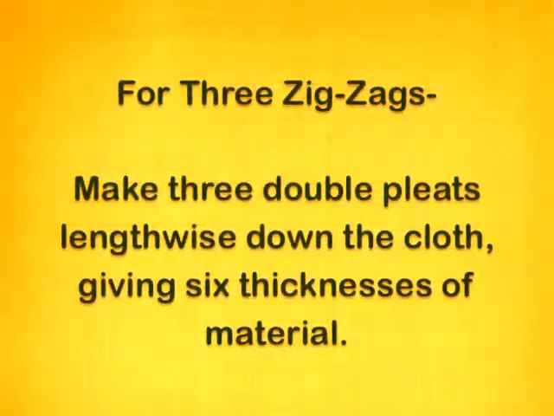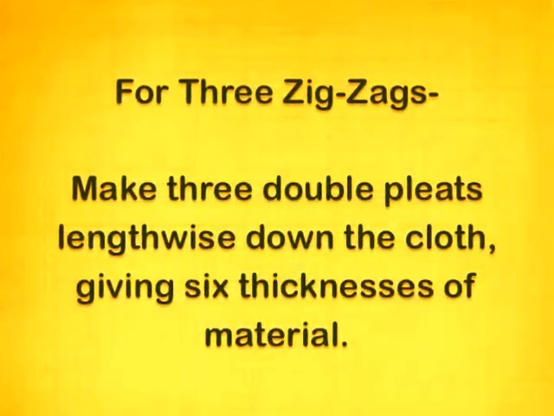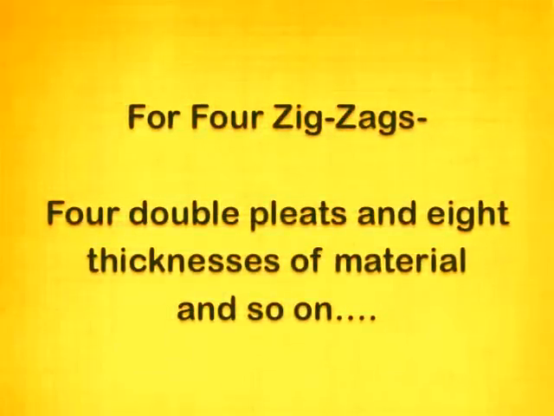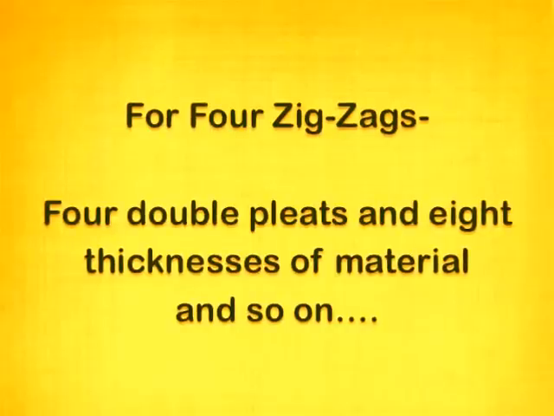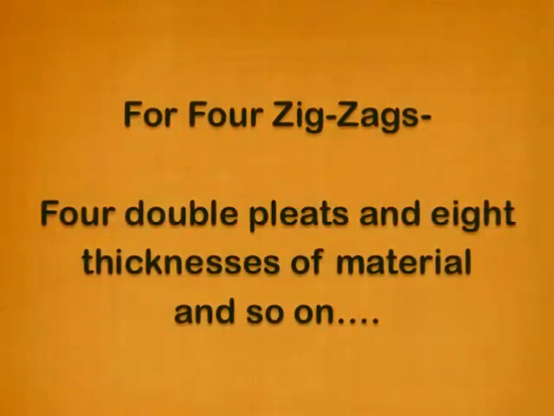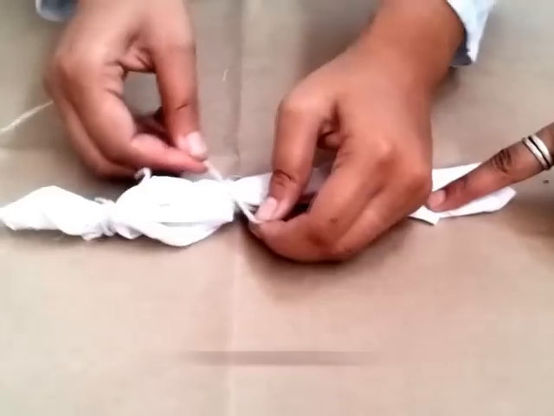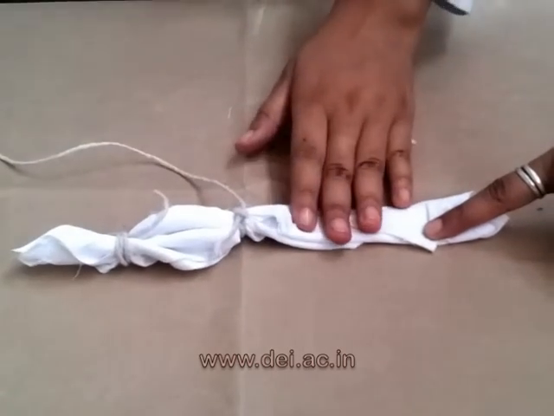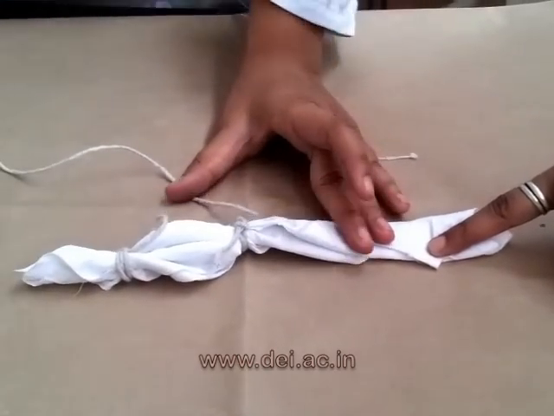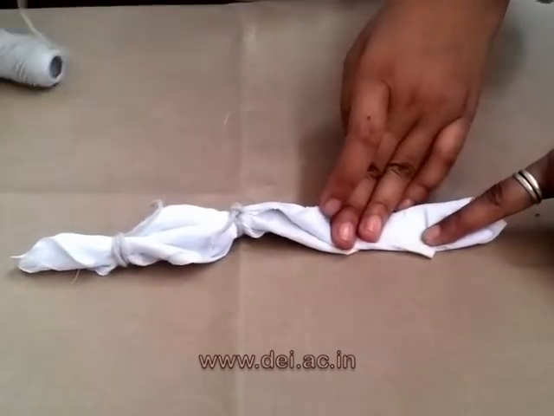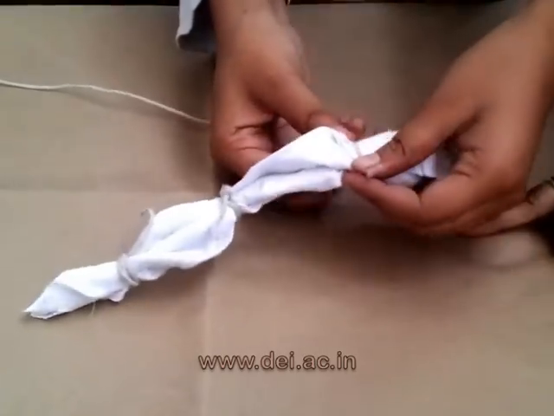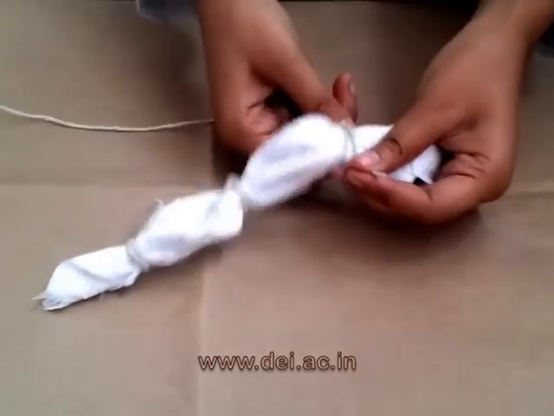When 3 zigzags are required, make 3 double pleats lengthwise down the cloth, giving 6 thicknesses of material. For 4 zigzags, 4 double pleats and 8 thicknesses of material, and so on. Continue as described for a single zigzag. Folding the cloth lengthwise produces zigzags running across the fabric. If the first folds are made across the sample, the zigzag stripe will be dyed lengthwise on the cloth.